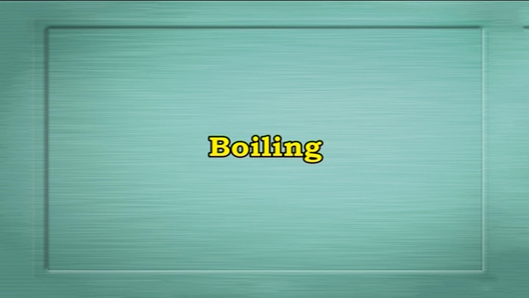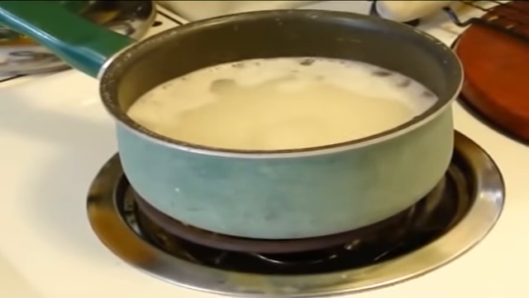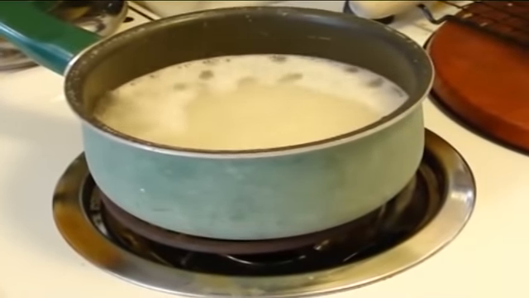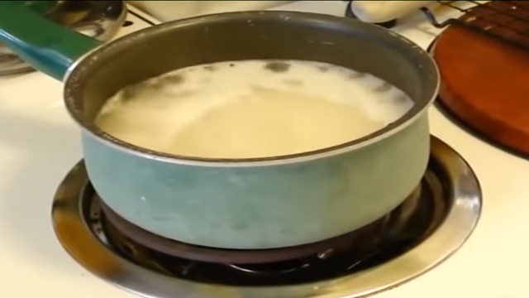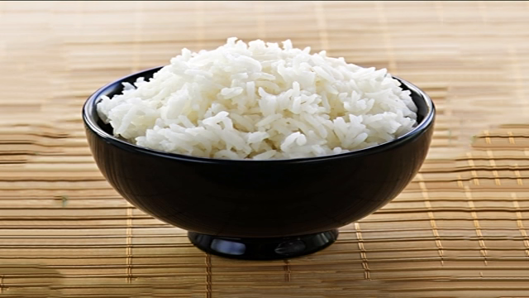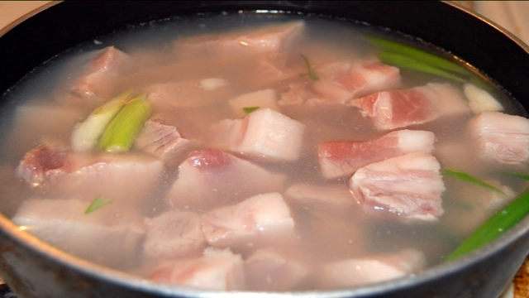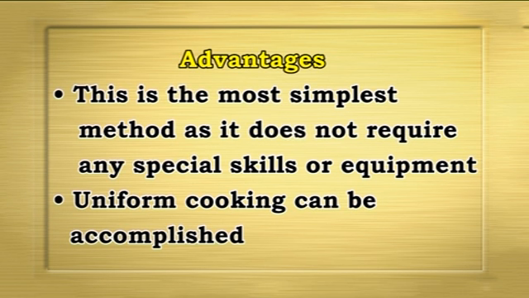Under that, we have boiling. It is a method of completely immersing food in water having a temperature of 100 degrees Celsius. Cooking is continued by maintaining this temperature till the food becomes tender. Foods that can be cooked by this method are rice, dal, egg, meat, and vegetables. Advantages: this is the simplest method as it does not require any special skills or equipment. Uniform cooking can be accomplished.